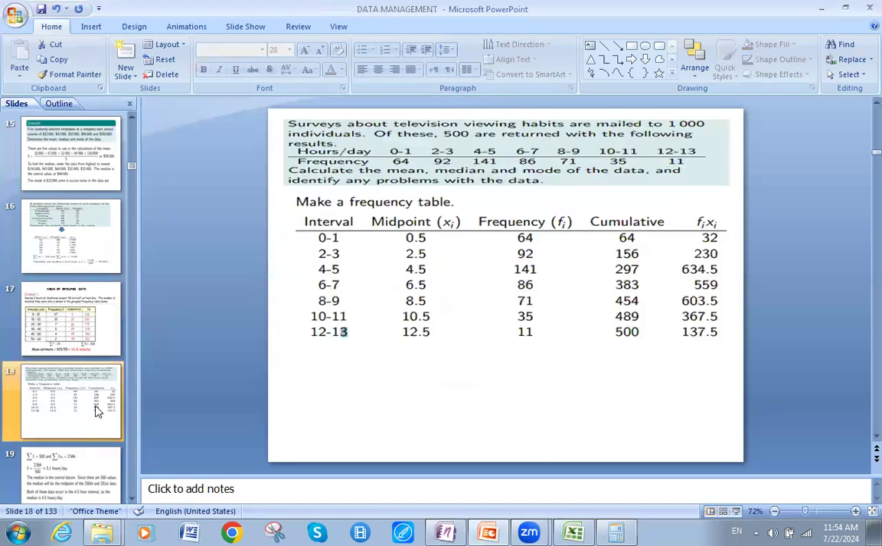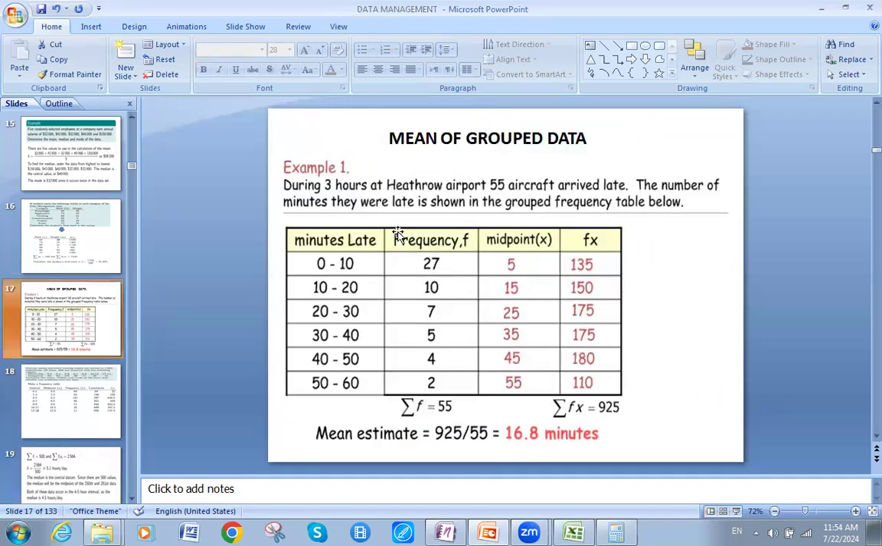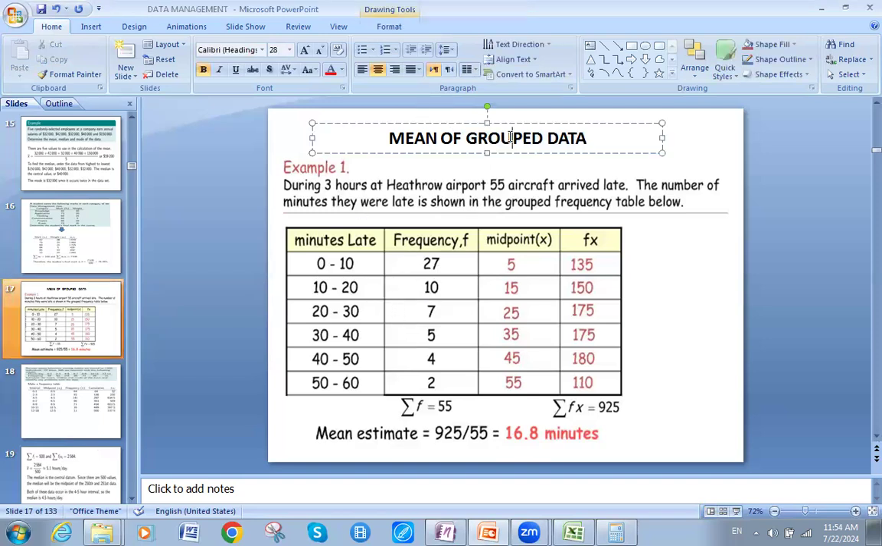That was about the fx and how to calculate the fx for grouped data. Grouped data, like I told you, means we categorize it in a figure like this: from 0 to 10, from 10 to 20, from 20 to 30, from 30 to 40, from 40 to 50, and from 50 to 60. See you in the next part.